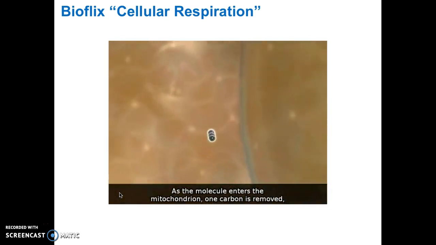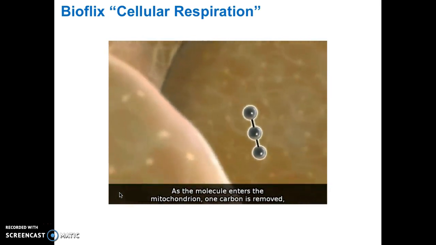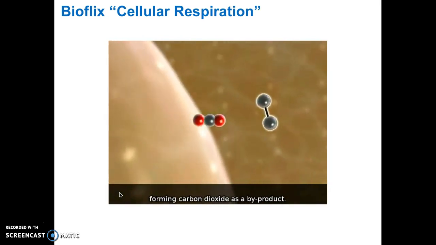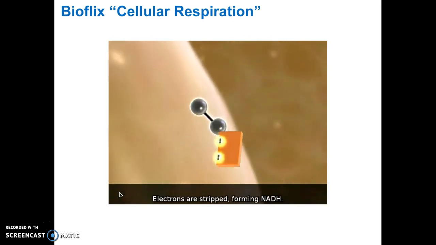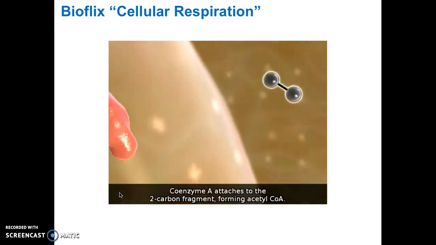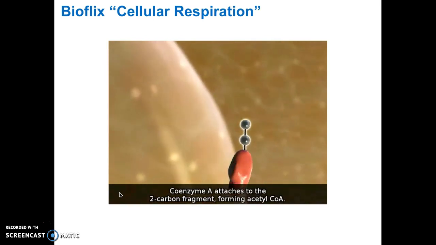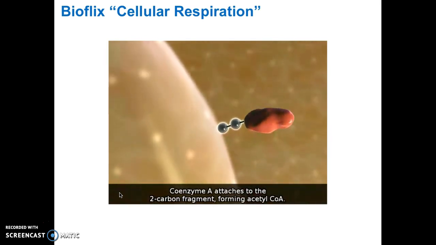As the molecule enters the mitochondria, 1 carbon is removed, forming carbon dioxide as a byproduct. Electrons are stripped, forming NADH. Coenzyme A attaches to the 2-carbon fragment, forming acetyl-CoA.